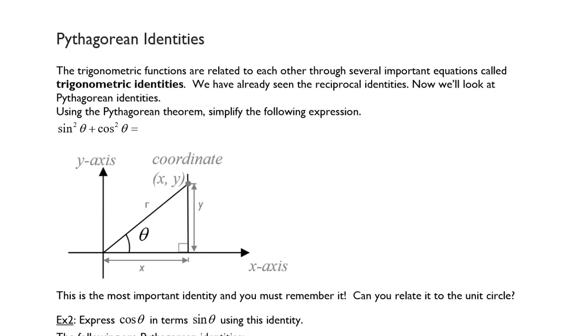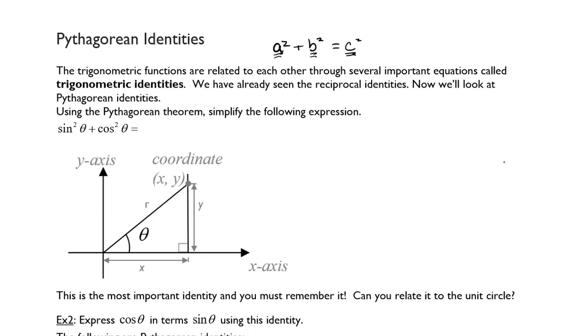Welcome back to part 3 on Intro to Trig Functions and Identities. Let's start looking at the Pythagorean identities. Most of you remember that the Pythagorean theorem is a squared plus b squared equals c squared, where c is the hypotenuse and a and b are the sides.